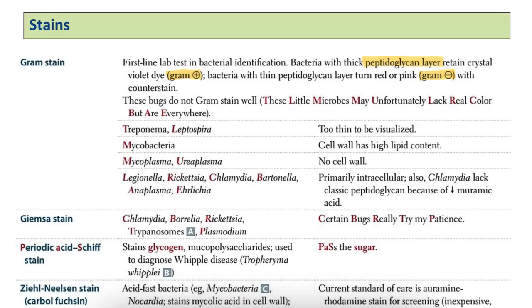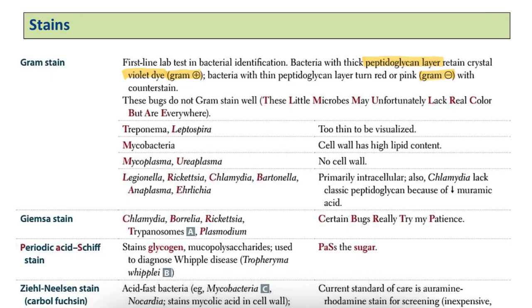What are the steps for doing gram stain? First of all we use crystal violet dye, then we add iodine, then alcohol wash, and after that we do the counterstain, that is, we use safranin.